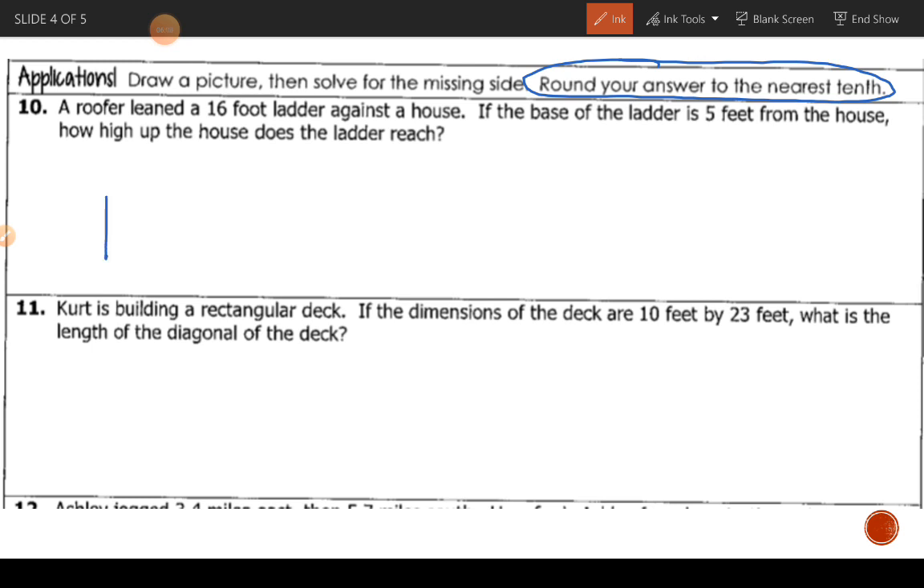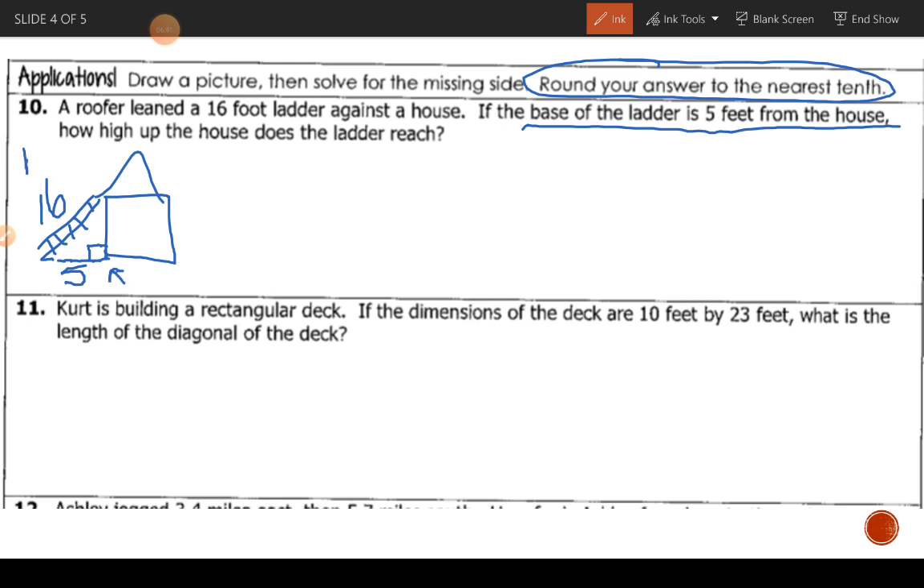So I always like to draw pictures with this. So we have a house. I know how awesome my art skills are. We have a ladder that is leaning up against a house, and we have this base here. The ladder is 16 feet, so the 16 feet goes with the ladder. Then it says the base of the ladder is 5 feet from the house, so that 5 is going to go down here. This is where our right angle is. So that means the 16 is going to be our hypotenuse, and it wants to know how high up that ladder is going to reach. So it wants to know this distance here.